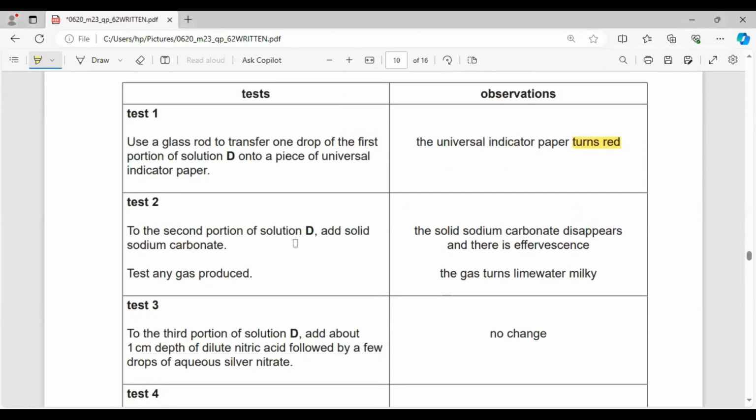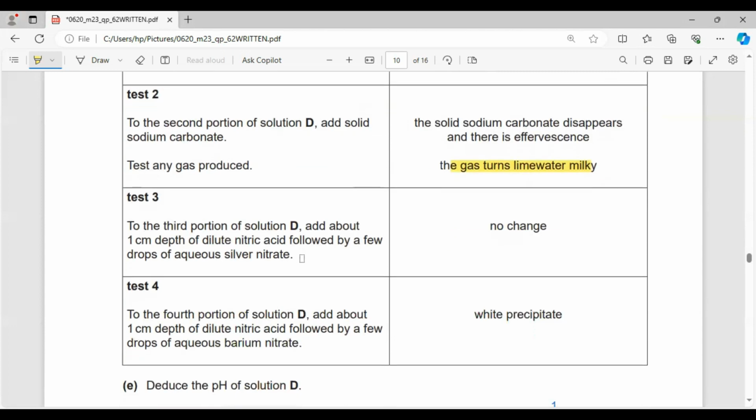To the second portion of solution D, add solid sodium carbonate. The solid sodium carbonate disappears and there is effervescence. Test any gas produced. The gas turns lime water milky. Now, when carbonate is present, it means CO2 gas will always be liberated, and CO2 gas always turns lime water milky. This is the second observation.